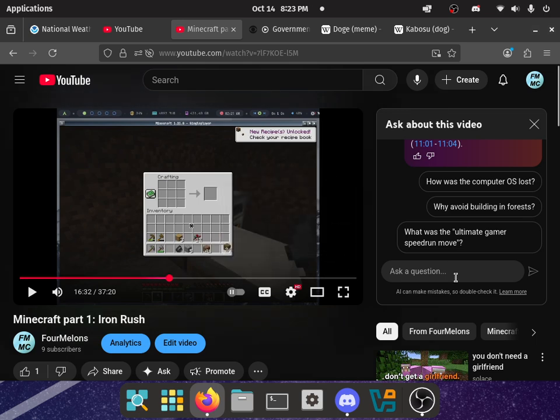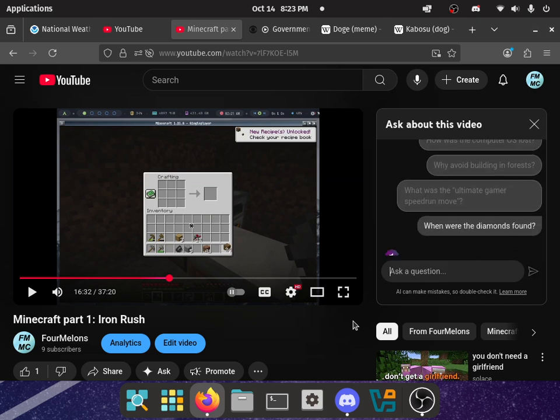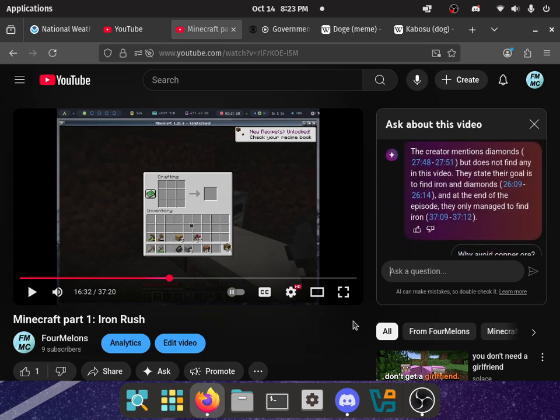so I want to see if I can word the question in a way that would kind of trick the AI, like, when were the diamonds found? So my main plan here is to assume that the computer is going to check through the video and see, okay, they said when, not if, not how. So that must mean that there were diamonds found. So, let's see if this works. Okay, so the AI has evaded my trap, but does not find any diamonds in this video.